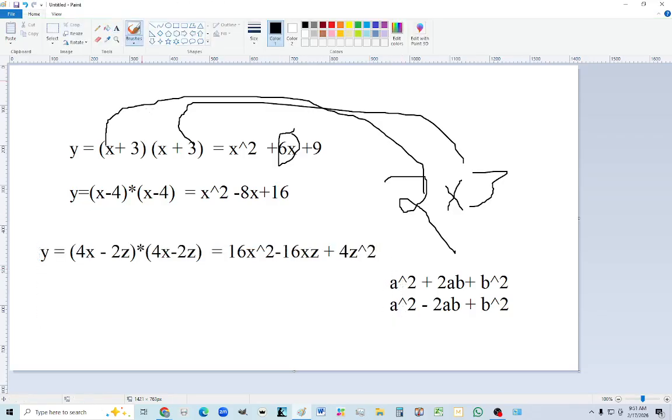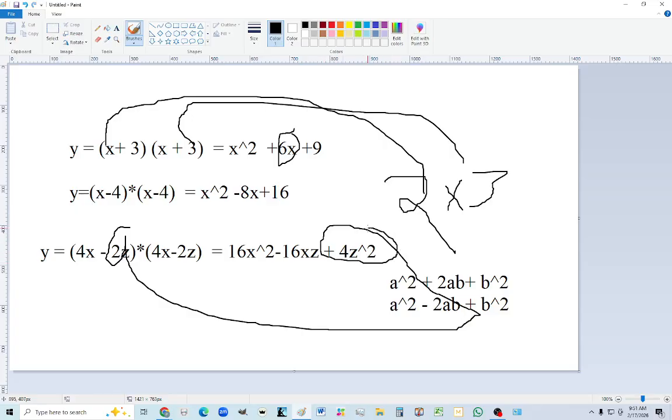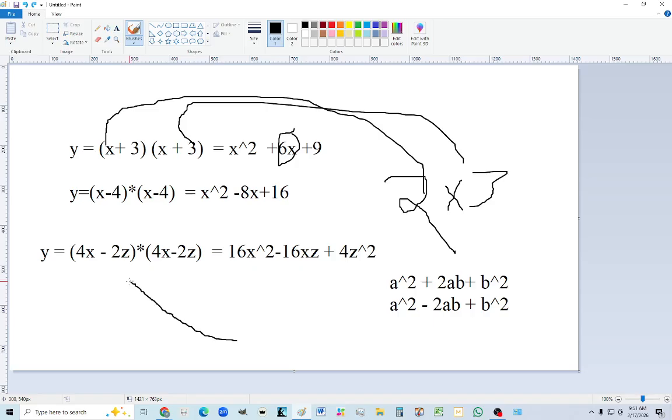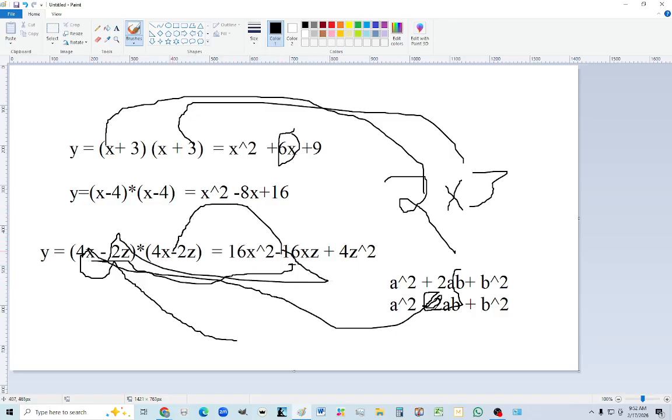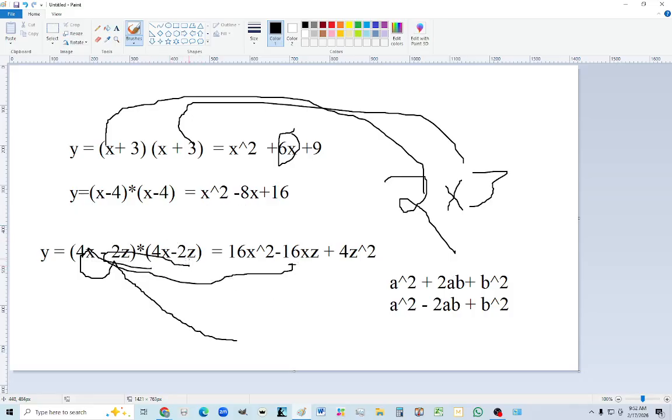But notice it still works. 4x, if I take the first term and square it, is 16x squared. Minus 2z, if I square it, becomes plus 4z squared. And 2 times minus 2 is minus 4, times 4 is minus 16xz. Oh, look at that, minus 16xz. That's 2 times the first term times the second term, and then we put a minus in there because there's a minus there. So it works no matter what. But notice that these are still perfect squares, even though it's no longer just x minus 2. It's got a little z in it.